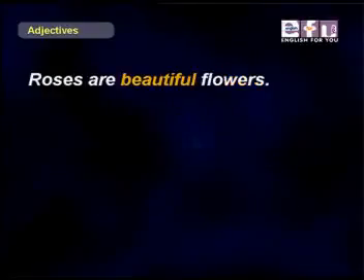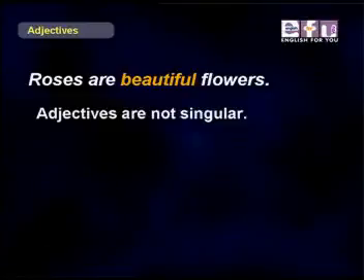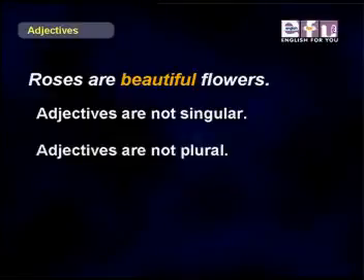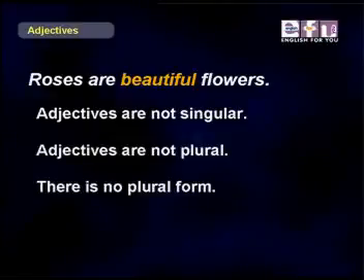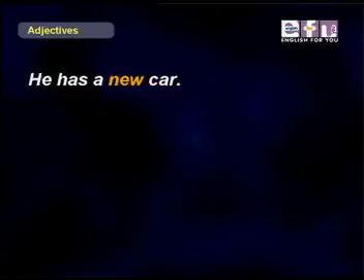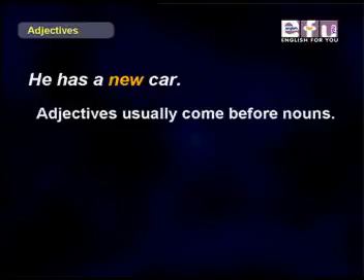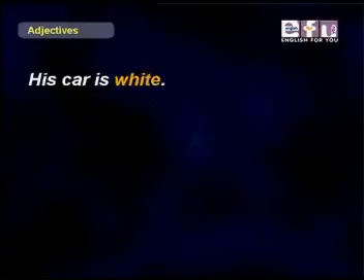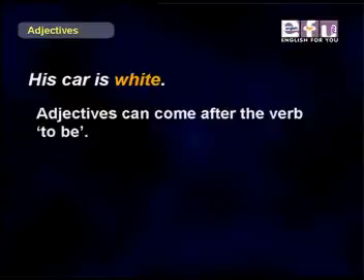Look at this example. Roses are beautiful flowers. So remember, adjectives are not singular and adjectives are not plural. There is no plural form. Next example. He has a new car. Adjectives usually come before nouns. Another example. His car is white. So adjectives can also come after the verb to be.